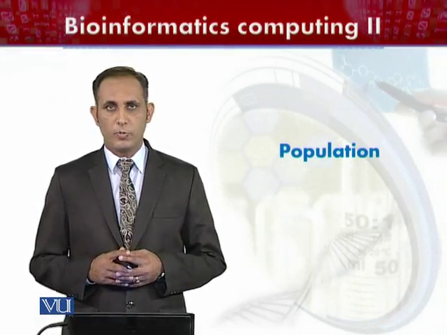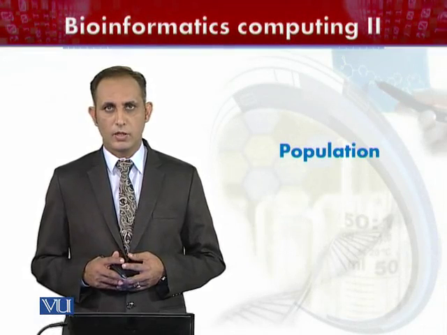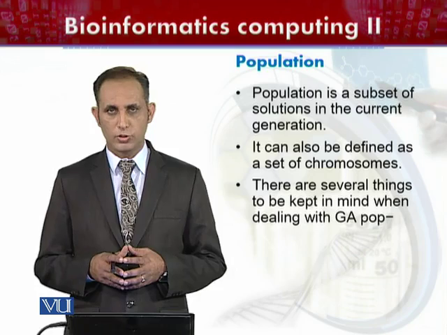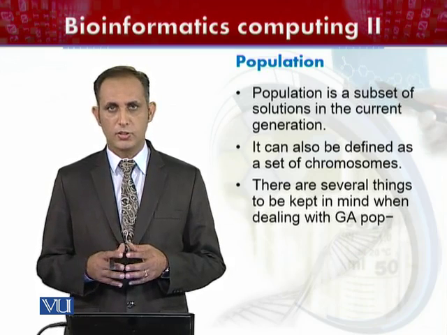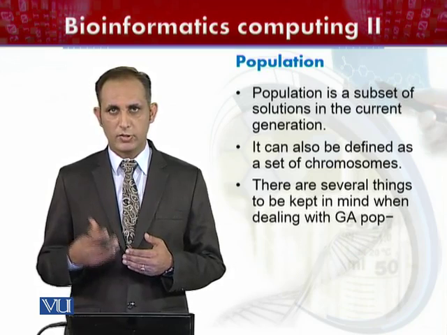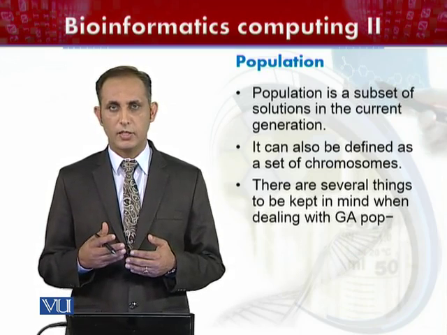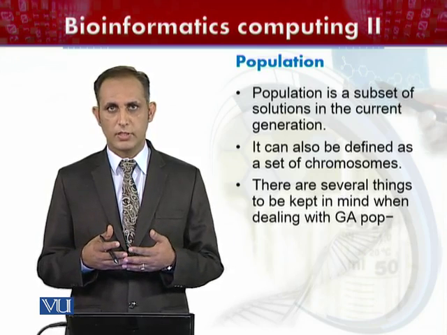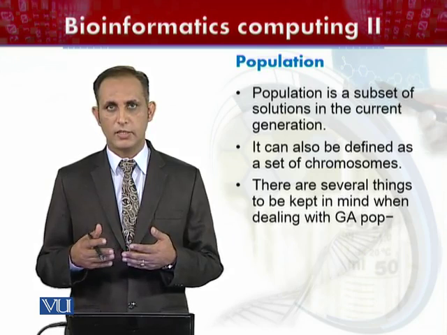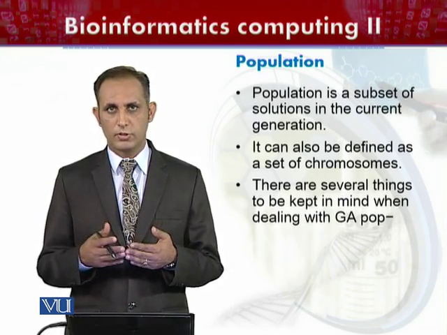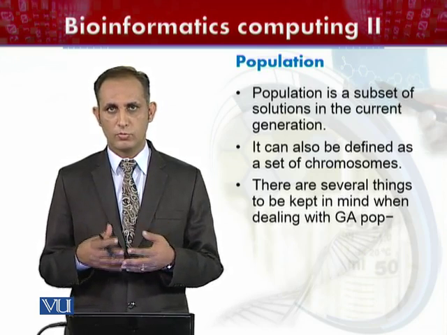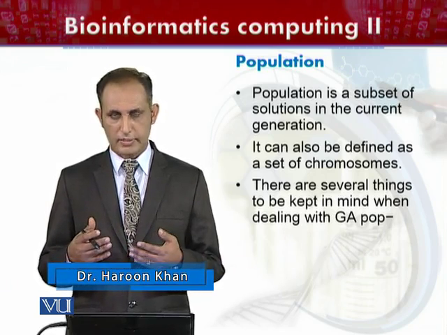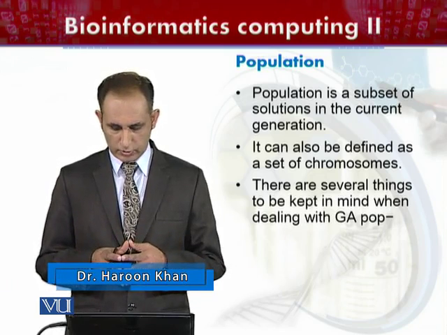Population. Population in a genetic algorithm can be defined as a subset of solutions in the current generation. In hand, whatever generation you have in that iteration, the subset of the solutions of that generation we can call the population, or in other words, the collection of chromosomes in that iteration can also be called the population. So it can also be defined as the set of chromosomes in that specific iteration.